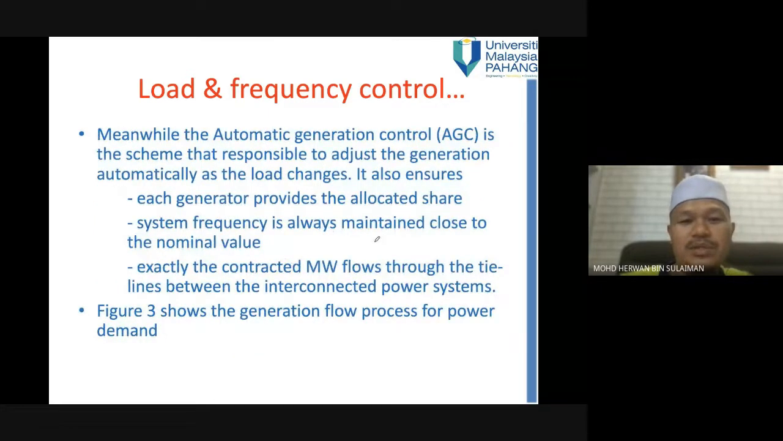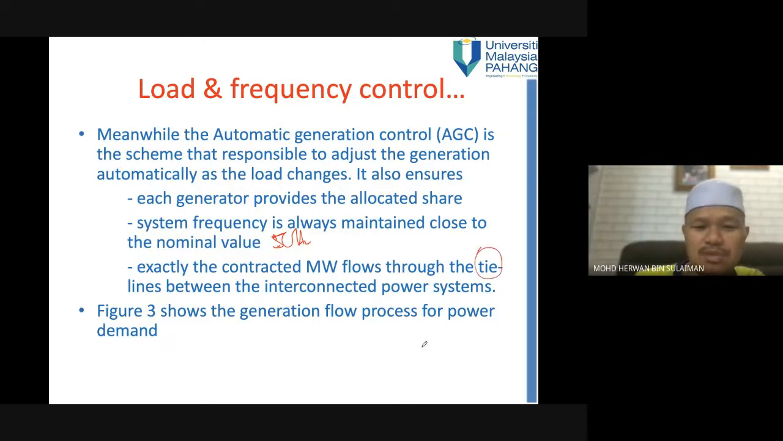Okay, meanwhile the automatic generation control, AGC, is the scheme that responds to adjust the generation automatically. So basically in the modern control system kita ada AGC. Okay, so basically yang ni dia akan automatically lah. So each generator provides allocated shares and system frequency is always maintained as close to the nominal value of 50 Hz. Okay, and then the exact contract megawatt flows through the tie line between the two systems. Ni kita akan tengok nanti in details, tie line block.